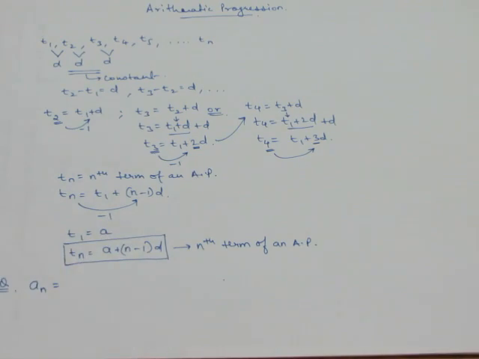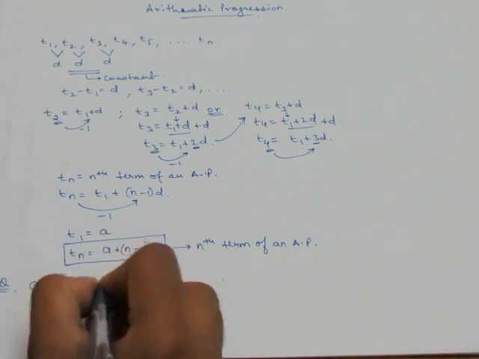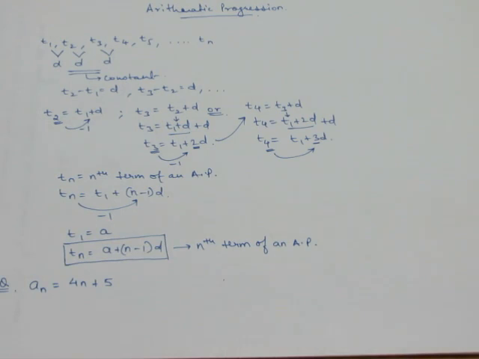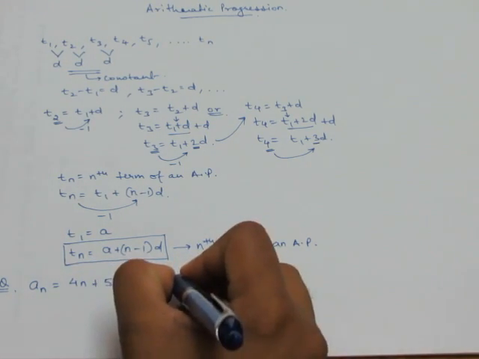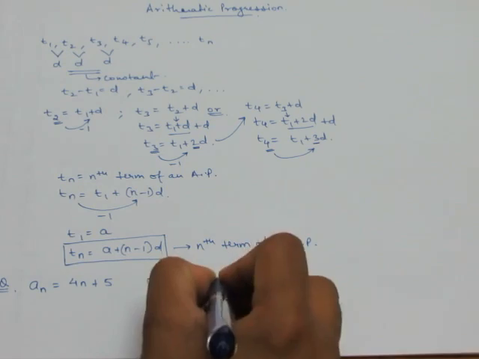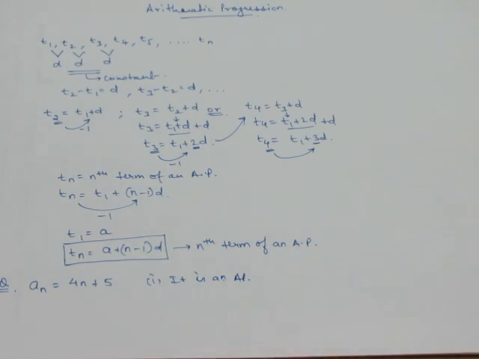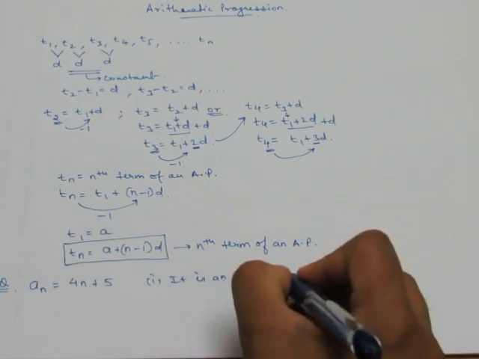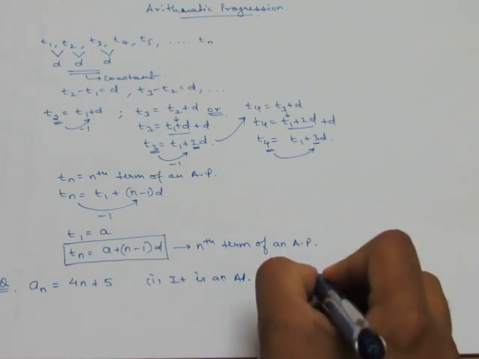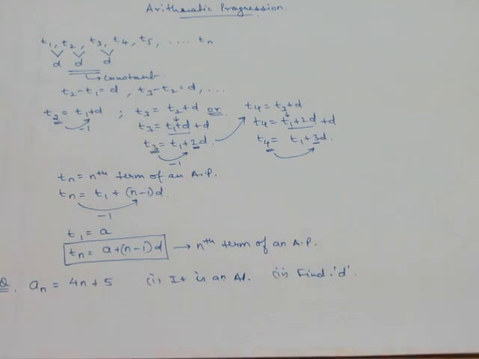An is given as 4n plus 5. First we need to prove that it is an AP. So what do we need to prove? One, it is an AP. And secondly, find the common difference. We need to find D, the common difference.